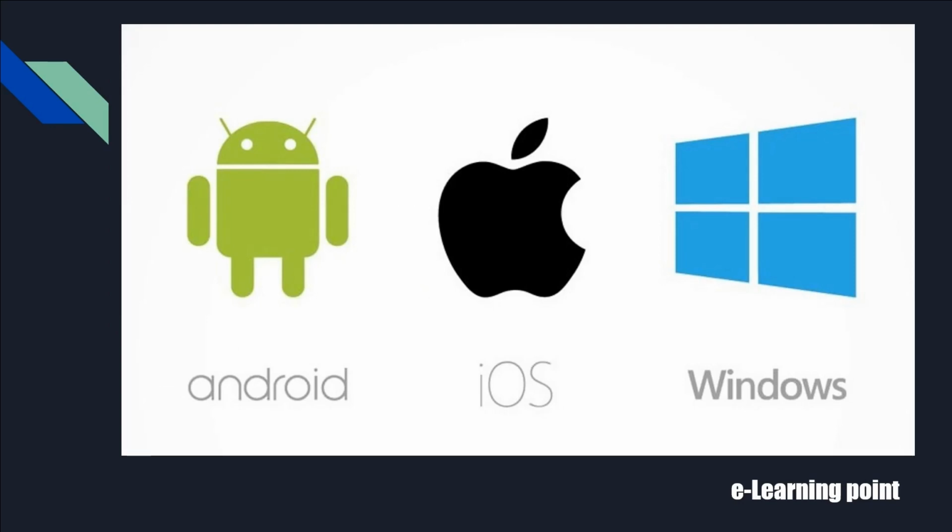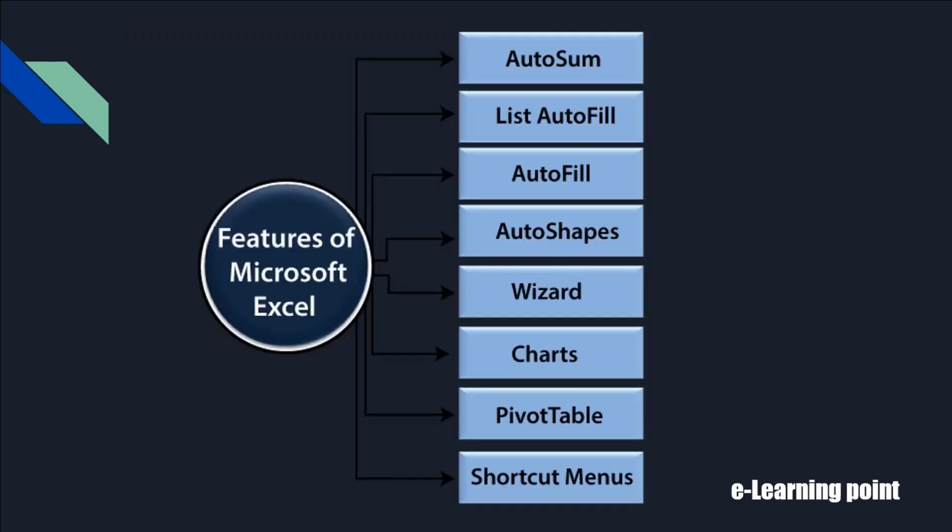Excel is a huge application with many features and options as we can see on the screen. So there are a lot of options or features in MS Excel like AutoSum, list of autofill, auto shapes, wizards, chart, pivot tables and shortcut menus. So these are the options or features which we are going to cover in our series.